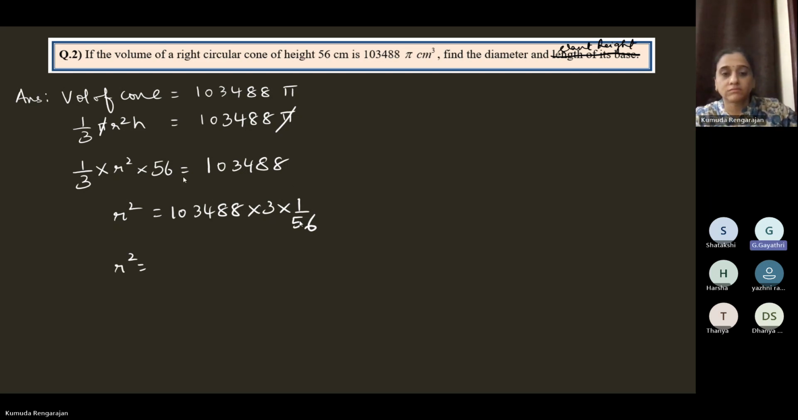Ma'am, I got r square as 5544. You got 5544, is it? Yes, ma'am. What's the square root of this number? It's not a perfect square.